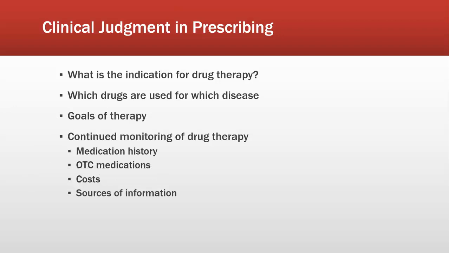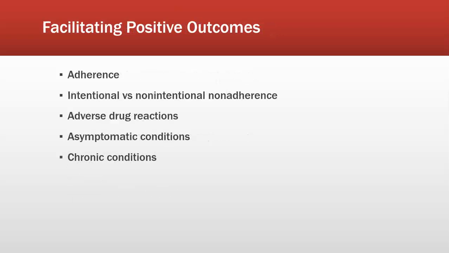And of course, you also have to consider your sources of information when you're prescribing. So you may be asking questions to a poor historian. So can you prescribe based on that information? So how do we facilitate positive outcomes? How do we know if the patient is going to be compliant with the medications? What is intentional versus non-intentional adherence?